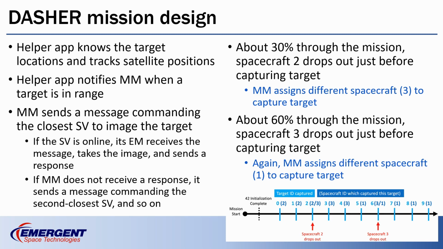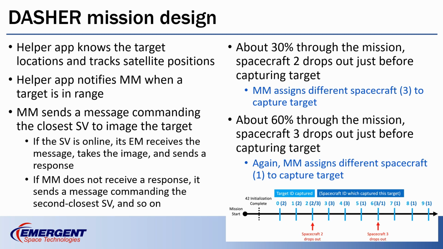The helper app notifies mission manager when a target is in range of the cluster. The mission manager sends out responses indicating, okay, the first closest spacecraft should target the currently visible target. And then if it fails to get a response, it'll elevate that to the second closest spacecraft and so on. The execution manager design is pretty simple. Execution manager, if it's online, receives a message from mission manager and sends out a message that goes to timeline manager. Timeline manager forwards that message to the 42 simulation, and everything will work successfully from there.